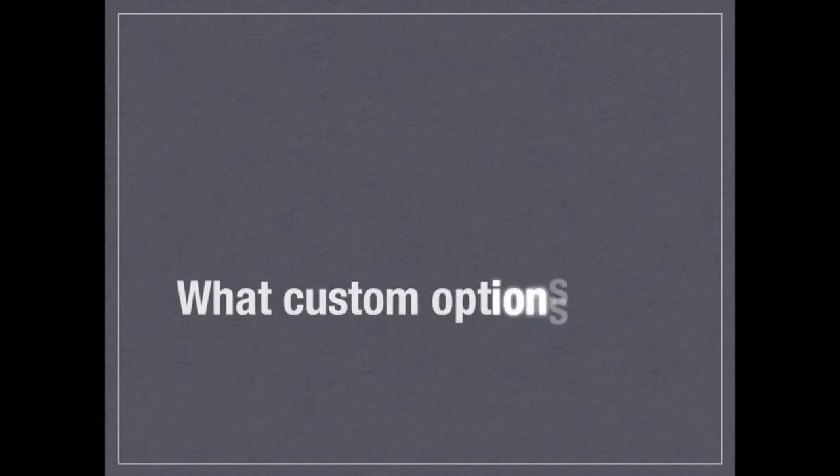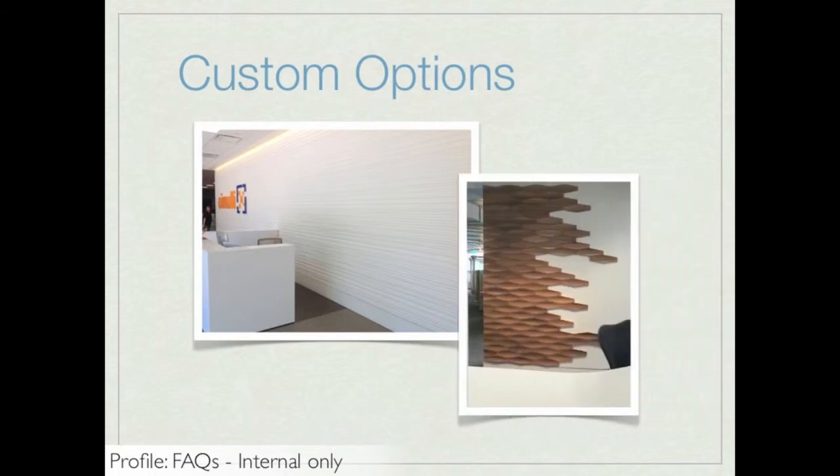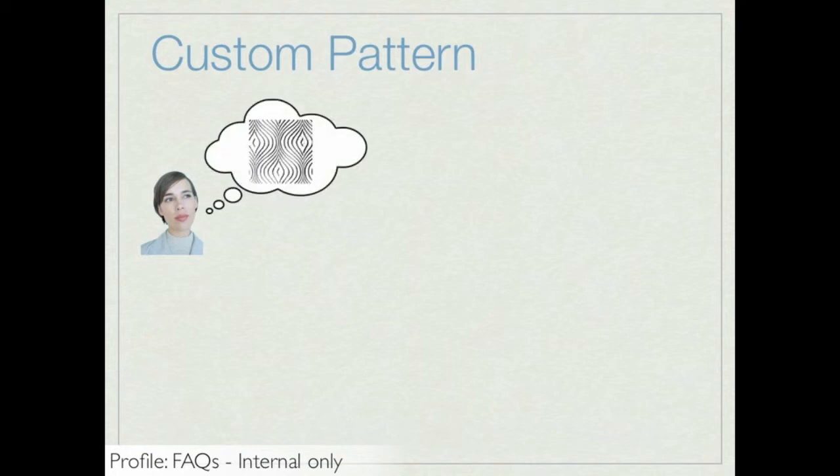What custom options are there? In addition to standard sizes and finishes, there are some things about profile that can be customized. The 3 main things are custom patterns, custom finishes, and custom gauges. When a custom pattern is requested, there's a certain process that takes place. Here's how it works. First, the customer identifies the desired pattern.